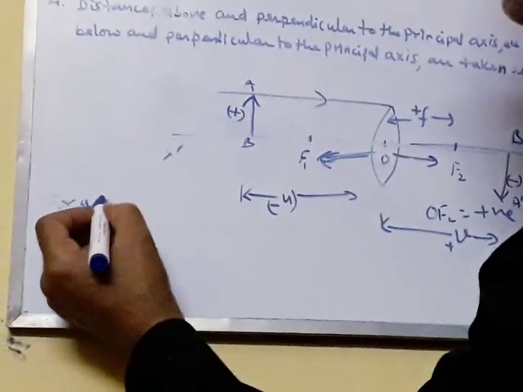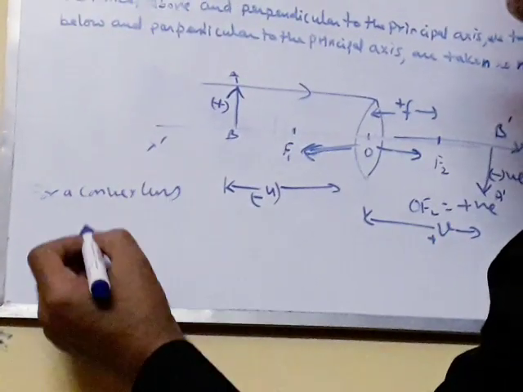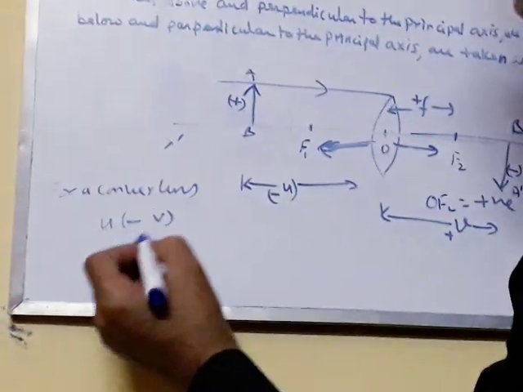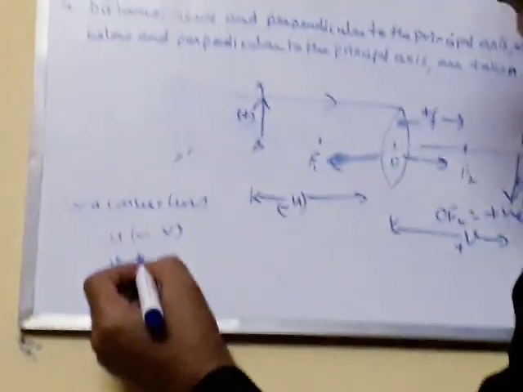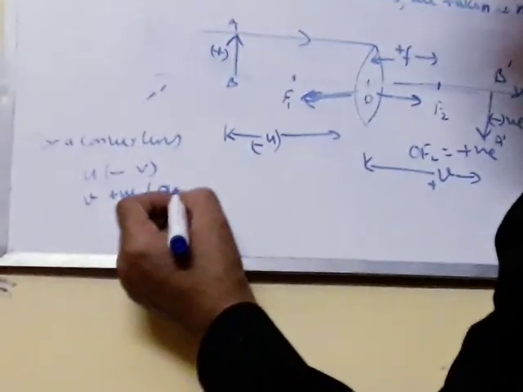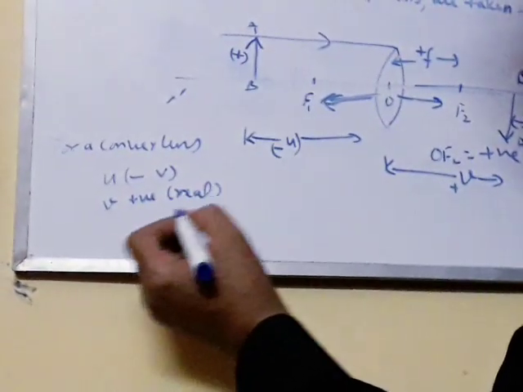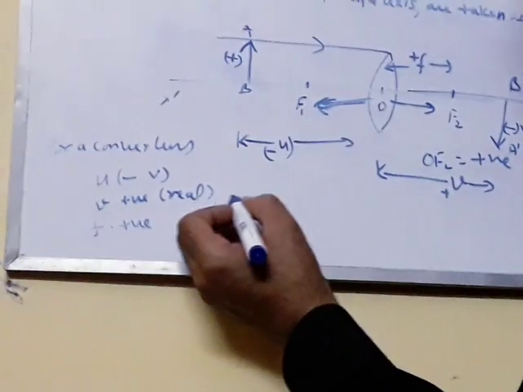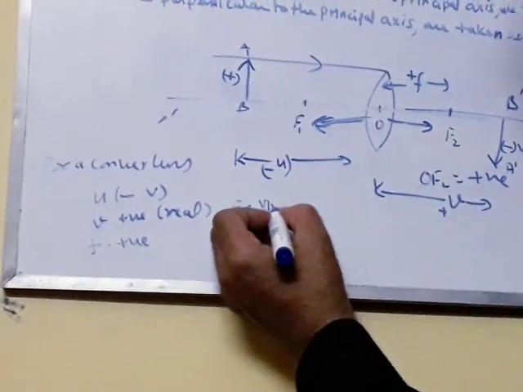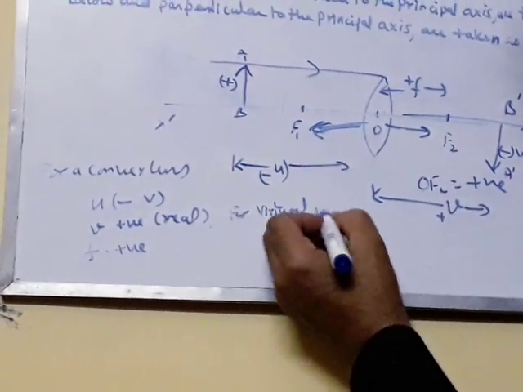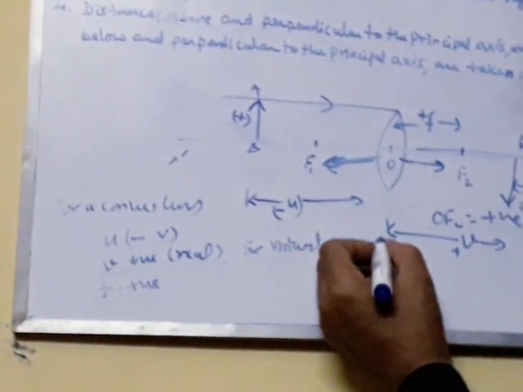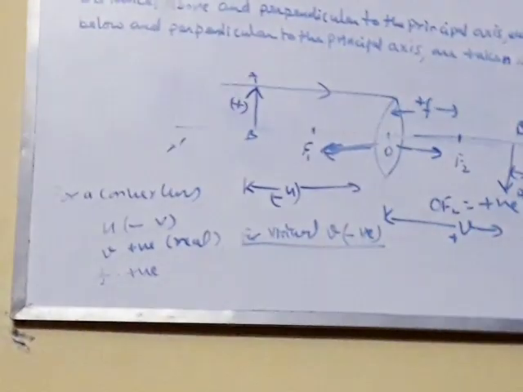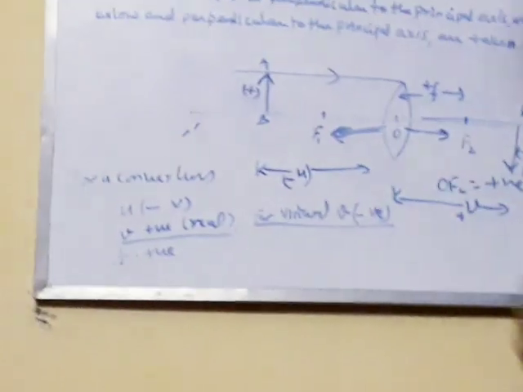Now let us compare this with the convex lens. For a convex lens, U is negative, V is positive if it is a real image, and F is always positive. But if the image is virtual, V is negative. Keep in mind, for virtual, V is negative, and for real, V is positive.